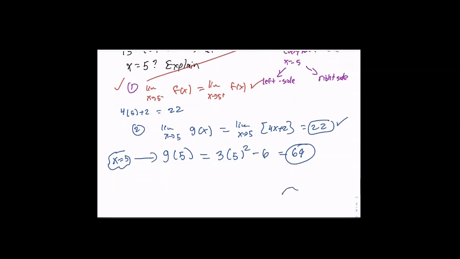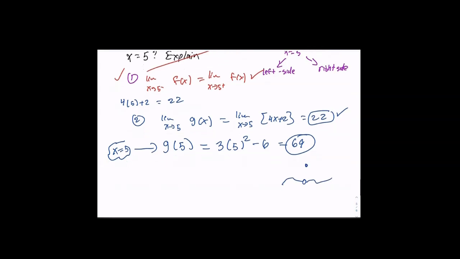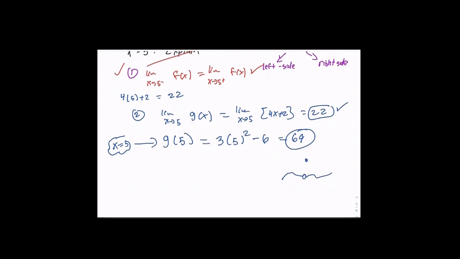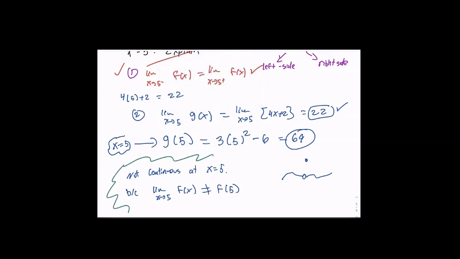That means that if I were to look at this graph, the graph would look something like this and like this. Is this function continuous at x equals 5? No. Not continuous at x equals 5 because the limit as x approaches 5 of f of x does not equal f of 5. Nice, beautiful answer and work.